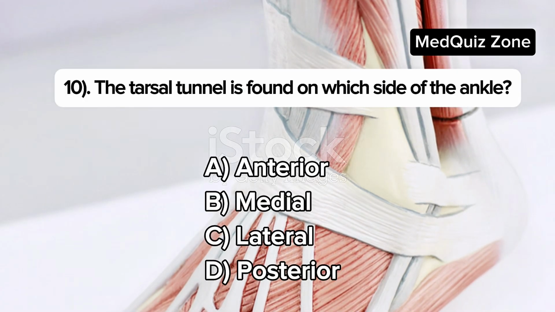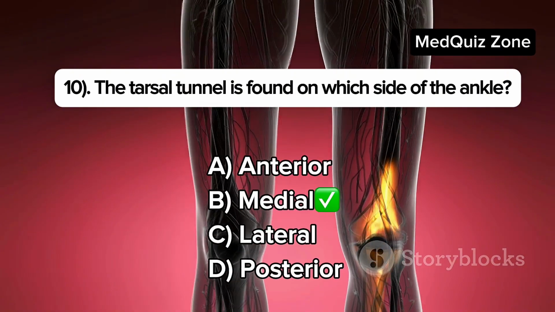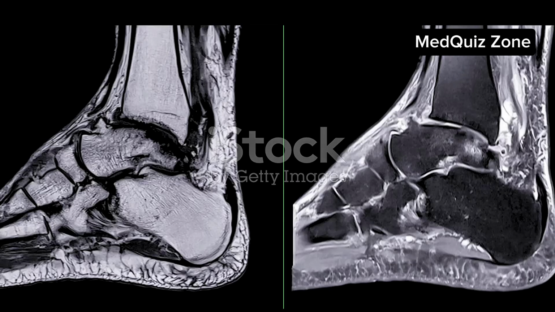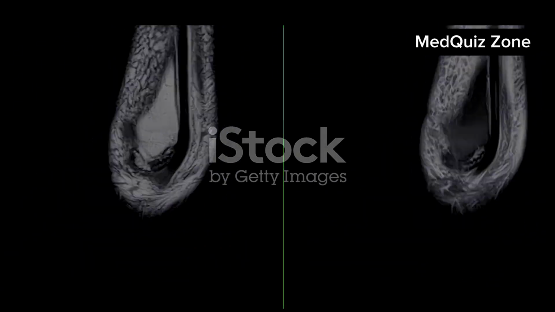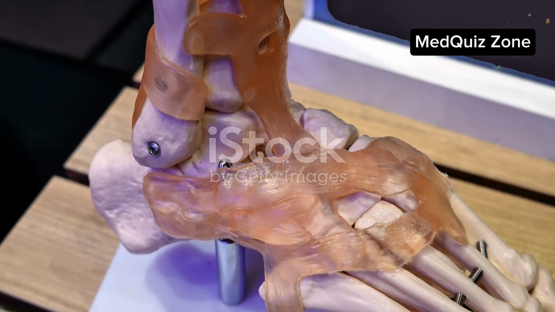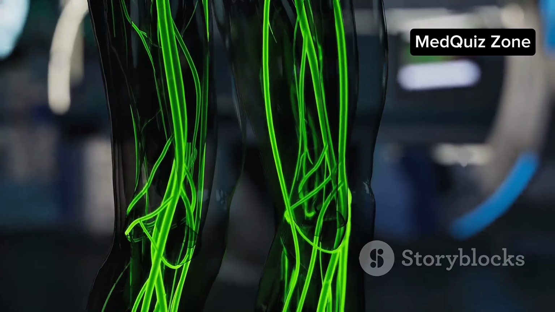Final question. The tarsal tunnel is found on which side of the ankle? The answer is the medial side of the ankle. The tarsal tunnel is a fibro-osseous canal located on the posteromedial aspect of the ankle. The roof of the tarsal tunnel is formed by the flexor retinaculum. Several important structures pass through this tunnel, including the tibial nerve.